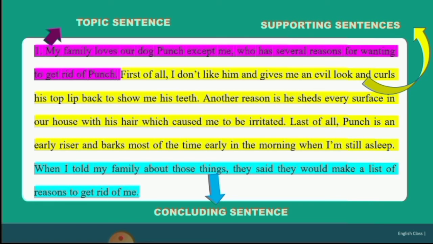First of all, I don't like him, he gives me an evil look and curls his top lip back to show me his teeth. Another reason is he sheds every surface in our house with his hair, which causes me to be irritated. Last of all, Punch is an early riser and barks most of the time early in the morning when I'm still asleep. When I told my family about those things, they said they would make a list of reasons to get rid of me. So that is the concluding sentence.